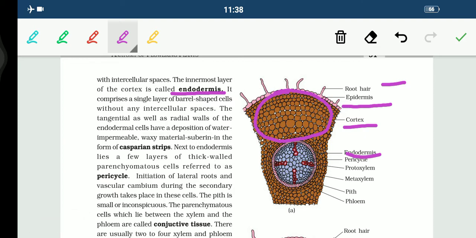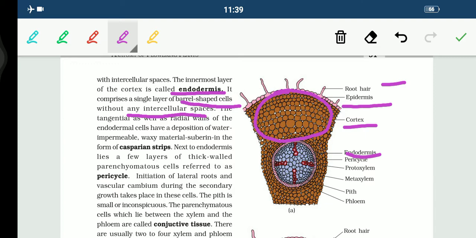You can see the barrel shaped cells, students, without any intercellular spaces. This is very important to note down: parenchymatous cells have intercellular spaces. You can see in between the white that is left around these cells, that is what the intercellular space looks like. But these barrel shaped cells, the complete endodermis, do not have any intercellular spaces in between them.